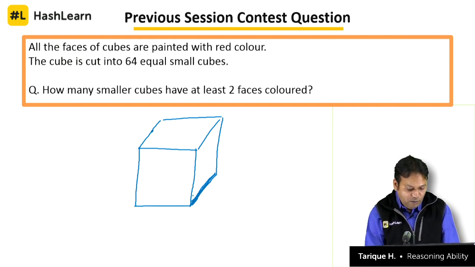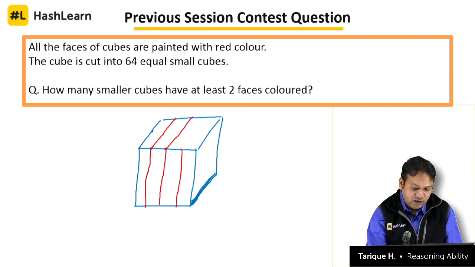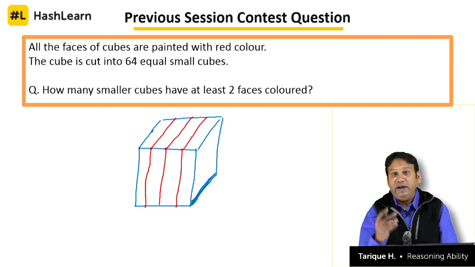64 small cubes. So how many divisions should I make? I should make 4 divisions, like 1, 2, 3. So we'll make a cut here, 1, 2, and 3, and this will be going all the way to the other side. So it's like a vertical slice of a bread that we do.